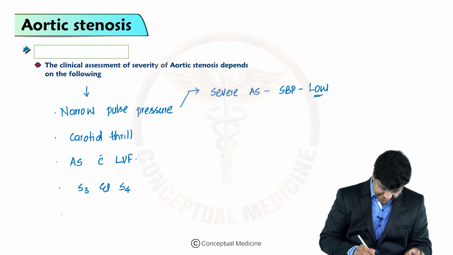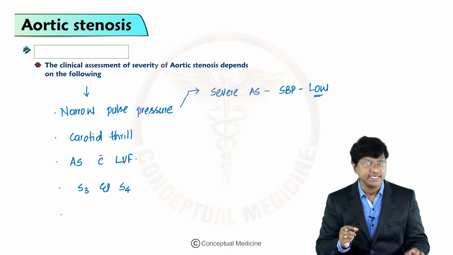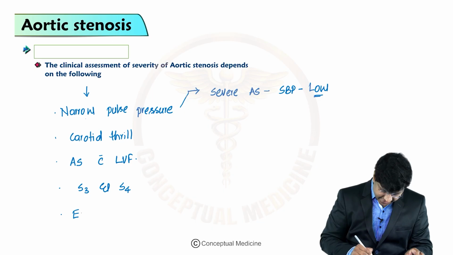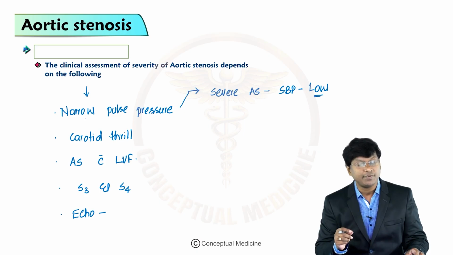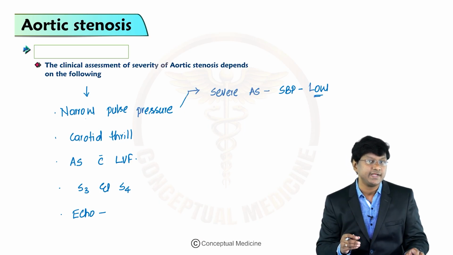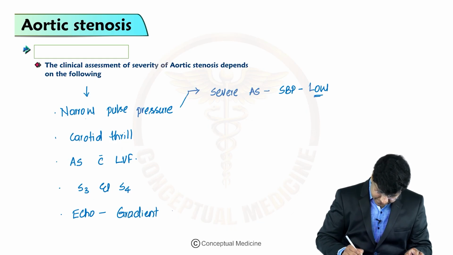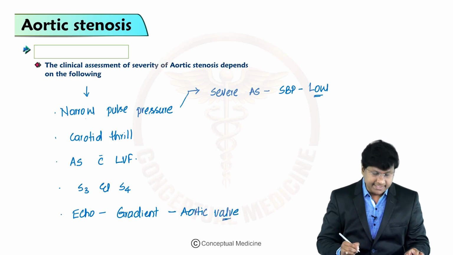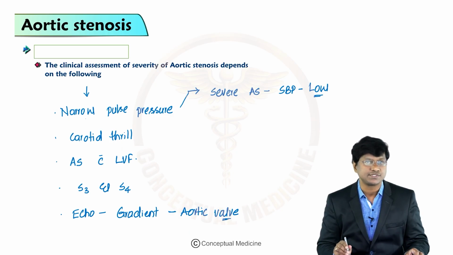Okay. Next, another important point which will assess the severity is the echo. Doppler echo can quantitate the gradient across the aortic valve. So, the gradient across the aortic valve is also the one which will assess severe aortic stenosis.